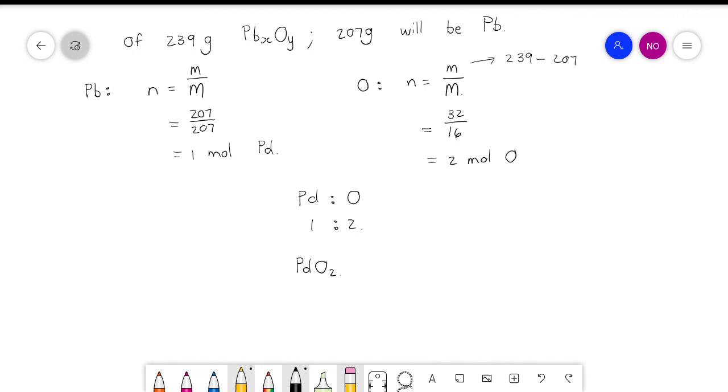Die empiriese formule goed is lekker maklik. Julle moet net kyk, hulle kan dit vir julle so ook vra. So dis maar net 'n ander manier om dit te vra.